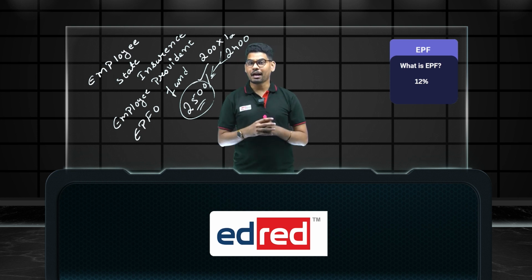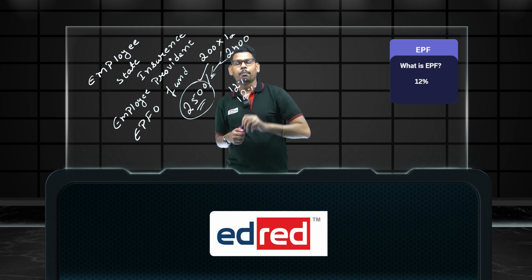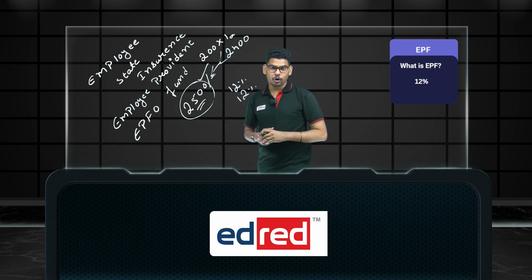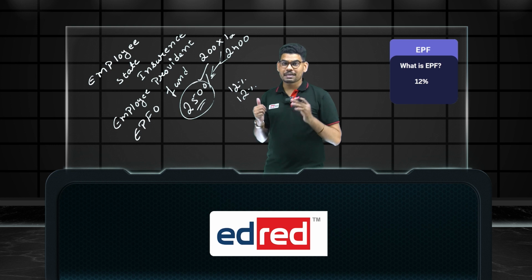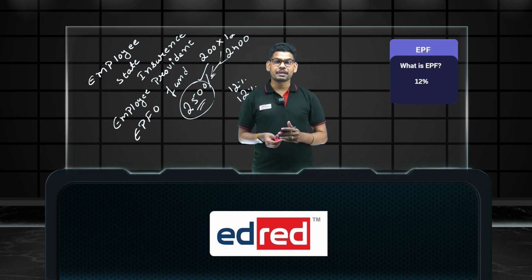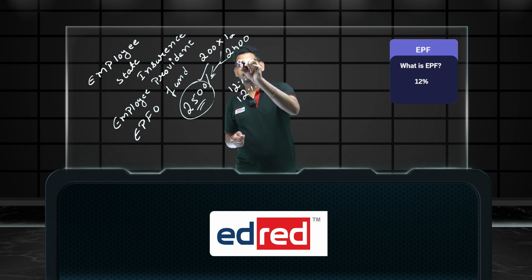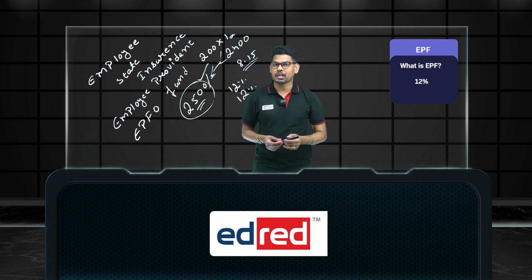At the time of retirement, the employee can get the complete amount, the 12% contributed by the employer and 12% contributed by the employee on basic and dearness allowances. The basic pay and dearness allowances will come to the employee's hand along with interest of 8.5%. It is presently 8.15%, so with that interest they can get it.